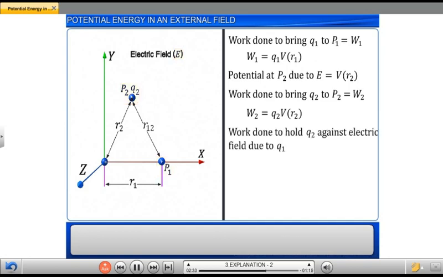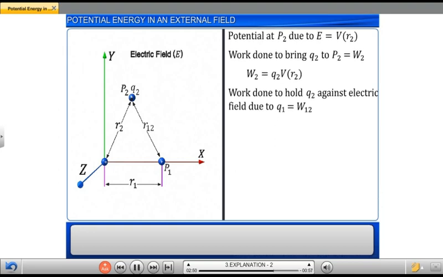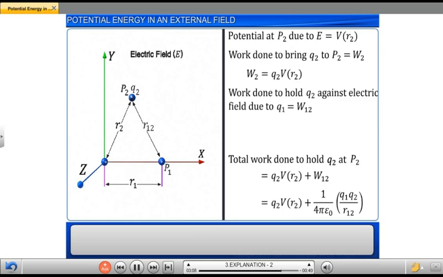Work done to hold Q2 against the electric field due to Q1 is expressed as W12, which is equal to 1 by 4 pi epsilon naught into Q1 Q2 by R12. The total work done to hold Q2 at rest at P2 is Q2 into V of R2 plus W12. Substituting the relation for W12, we have total work done is equal to Q2 into V of R2 plus 1 by 4 pi epsilon naught Q1 Q2 by R12.